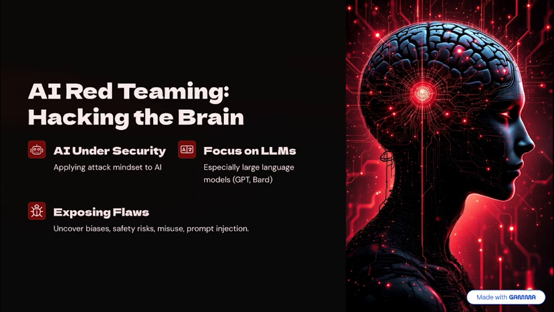So what is AI red teaming? Hacking the brain. What does that mean? You can see there are three subtopics of this: AI under security, focus on LLMs, and exposing flaws. What is AI under security? Basically, we have the mindset to break into the systems.